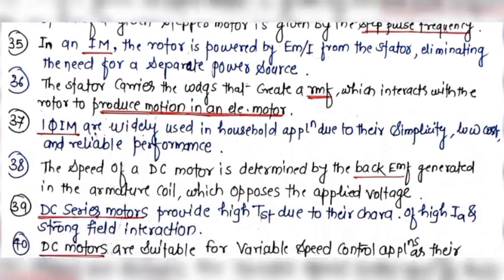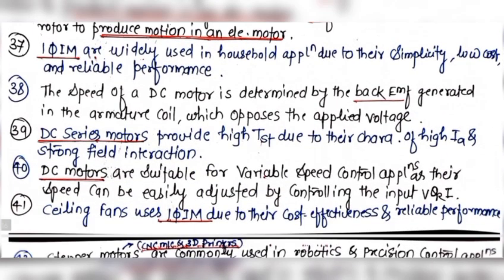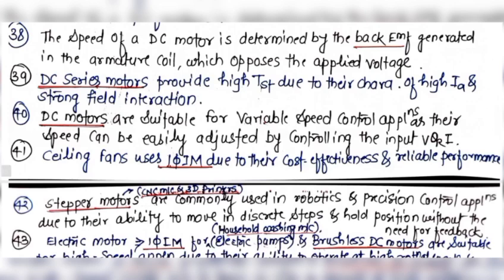The speed of a DC motor is determined by the back EMF generated in the armature coil, which opposes the applied voltage. DC series motors provide high starting torque due to their characteristics of high armature current and strong field interaction. DC motors are suitable for variable speed control applications as their speed can be easily adjusted by controlling the input voltage or current.